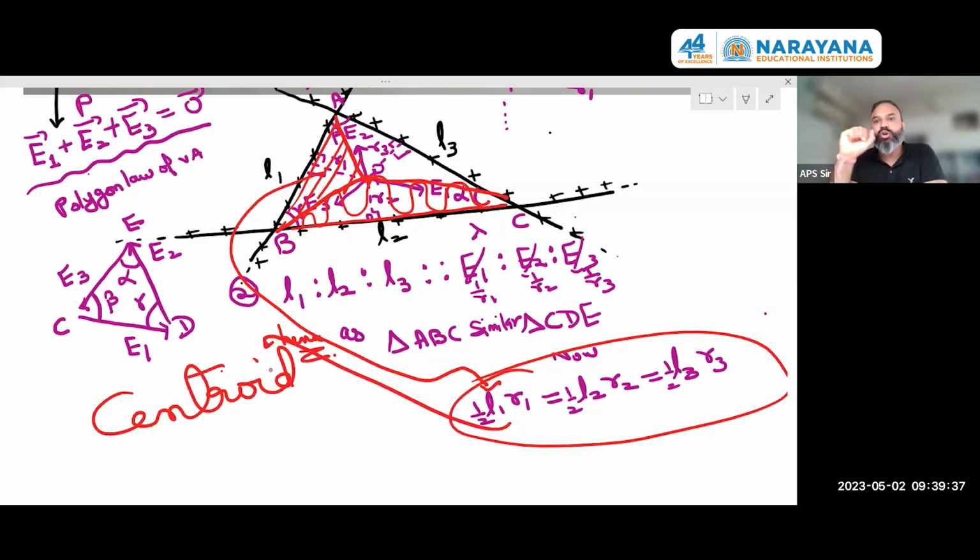So it is a very unique geometry, and that is because of the pattern of field. अगर field का function 1 upon r का नहीं होता, तो ये L1 R1 equal नहीं होता, और तब फिर वो centroid नहीं.